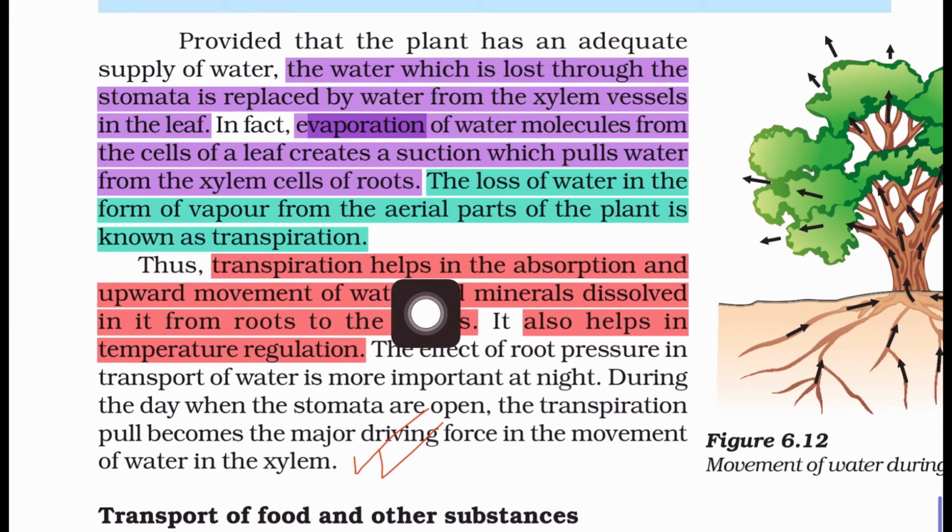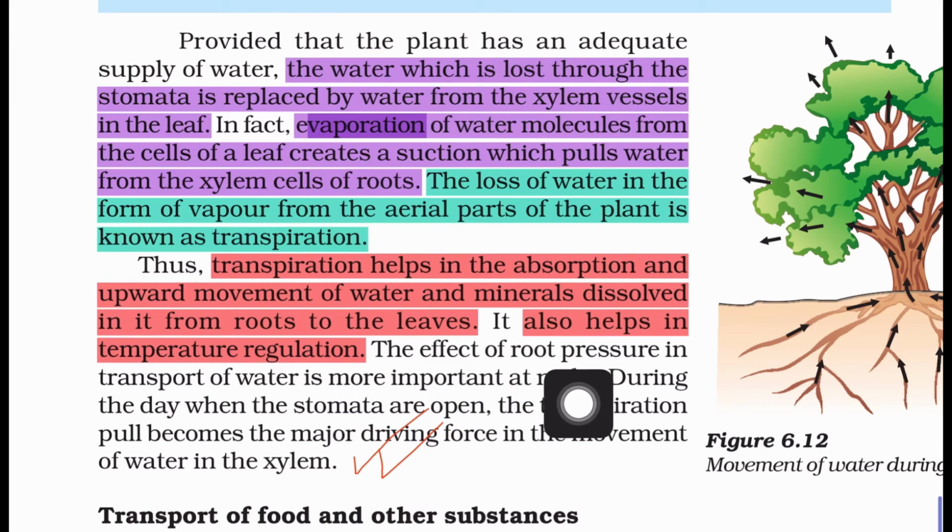Thus, transpiration helps in the absorption and upward movement of water and minerals dissolved in it from roots to the leaves. So what is the function of transpiration? Transpiration helps in the absorption of water and also movement of water along with the minerals. Since the minerals are dissolved in water, they move to the plant and hence leaves can produce their food. It also helps in temperature regulation. Another function of transpiration is to control or maintain the temperature.